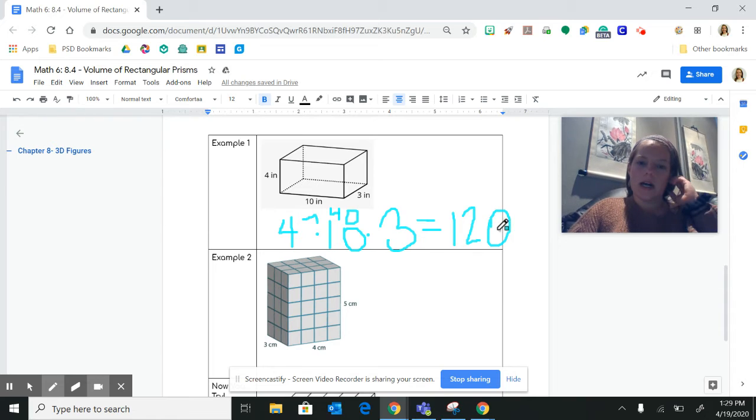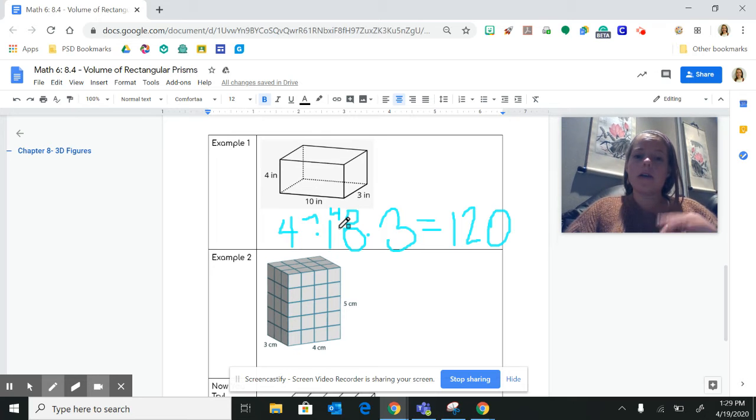And if you would like to use a calculator on this, I don't mind. It's always good practice to practice our multiplication tables. But if you want to use your multiplication chart that's in the front of your planner, feel free to do that. Or if you would like to use a calculator, I'm also fine with that, just as long as you're doing your calculations correctly. So we would write this as 120 inches cubed.